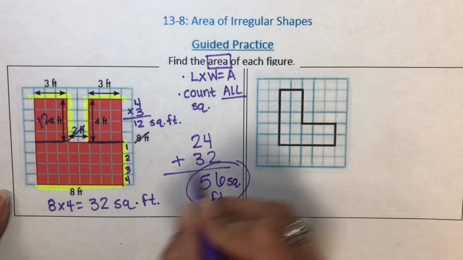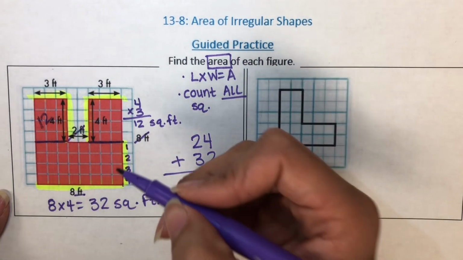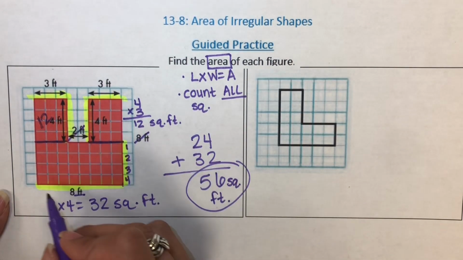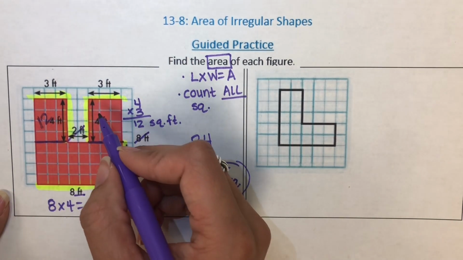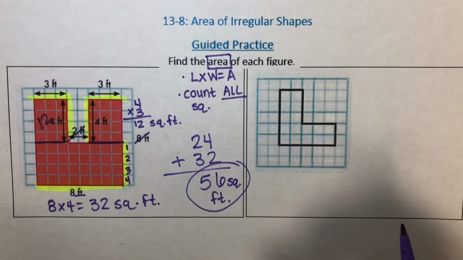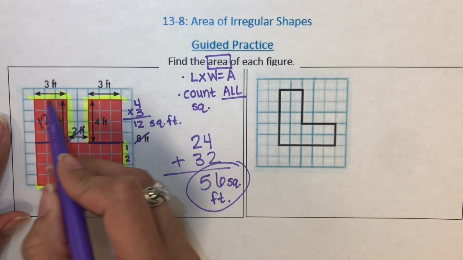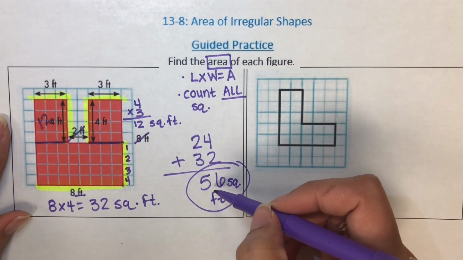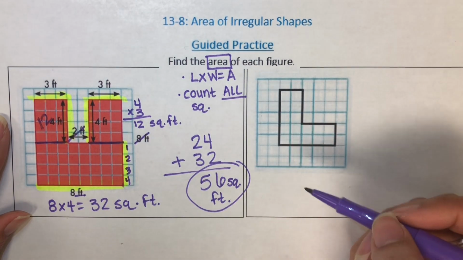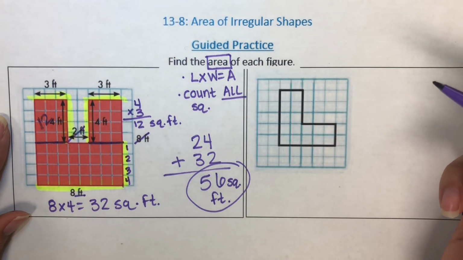Feet is the unit of measurement. FT stands for feet. Okay? So we decomposed it, we found the area of each shape, and we added them because we want the total area since we broke them apart. We want to put them back together. Again, if I were to go back and just count all of these red squares, I would end up with a total of 56. Okay, so we could use either strategy, but we used the multiplication one.